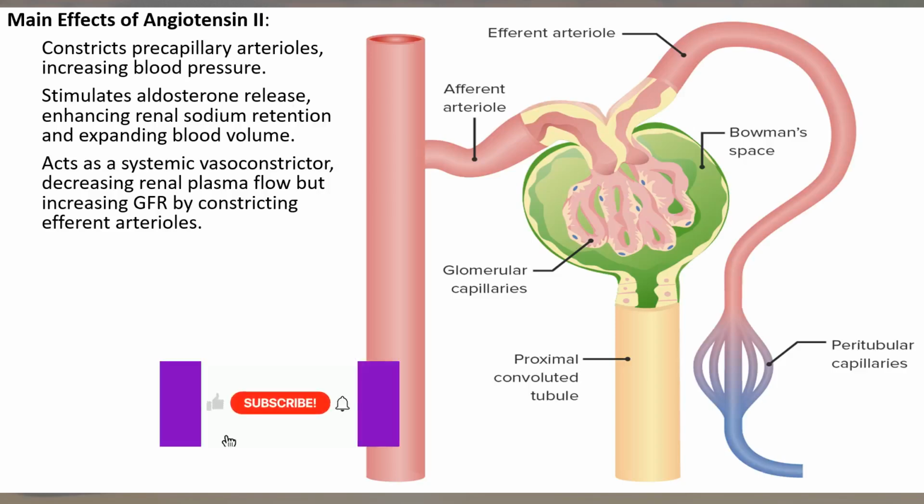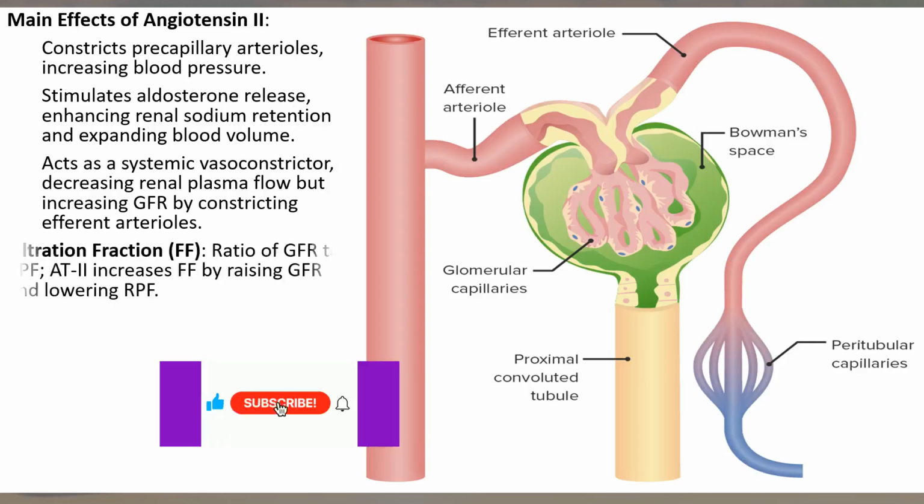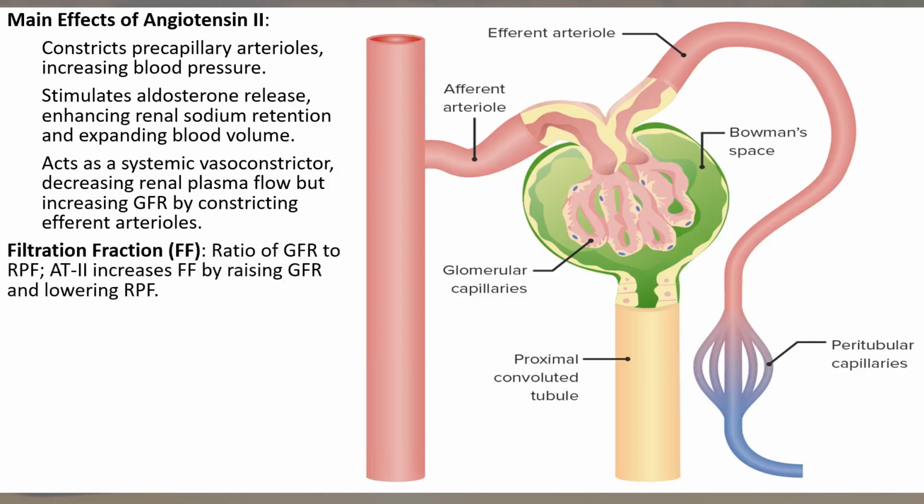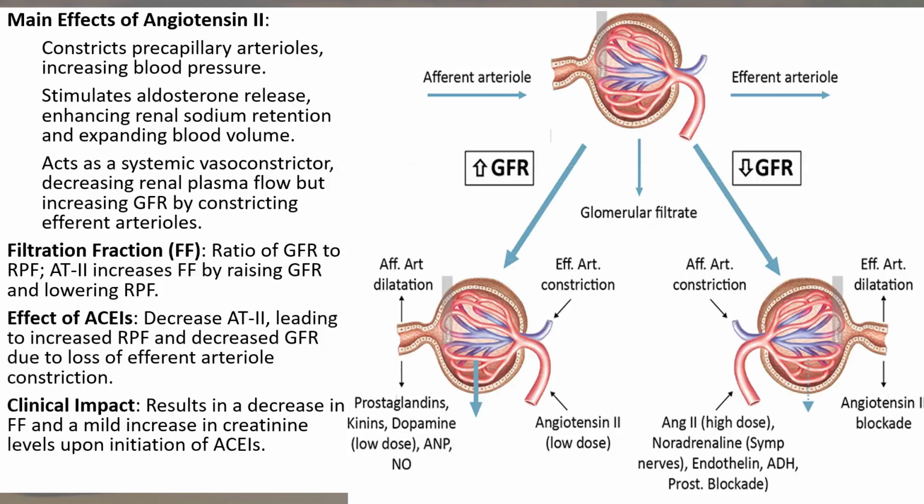The filtration fraction is the ratio of GFR to renal plasma flow. With the increase in GFR and a decrease in renal plasma flow, courtesy of angiotensin 2's actions, the filtration fraction naturally rises. This is our body's way of optimizing kidney function, even under the stress of low blood pressure.